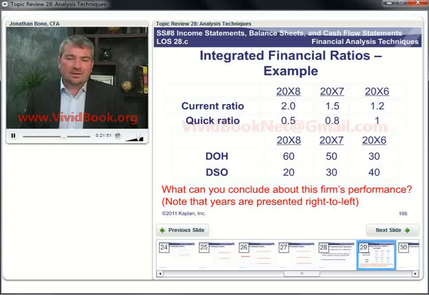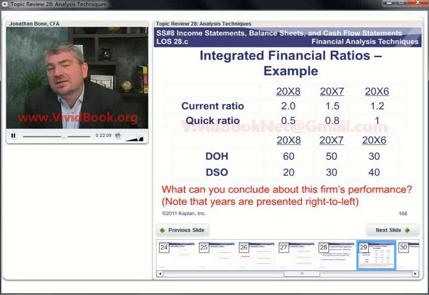Okay, so let's have a little look at this integrated technique. So we've got a company here. We can see that its current ratio has been improving. X6 is 1.2, X7, 1.5, X8, 2. And remember, the current ratio is current assets over current liabilities. But notice its quick ratio has been worsening over time. Remember, the only difference between the current ratio and the quick ratio is inventory. Inventory is not included in the quick ratio. Straight away, by looking at those figures, if the current ratio is improving but the quick ratio is worsening, it would indicate therefore to me that the company must be building up its inventory levels.